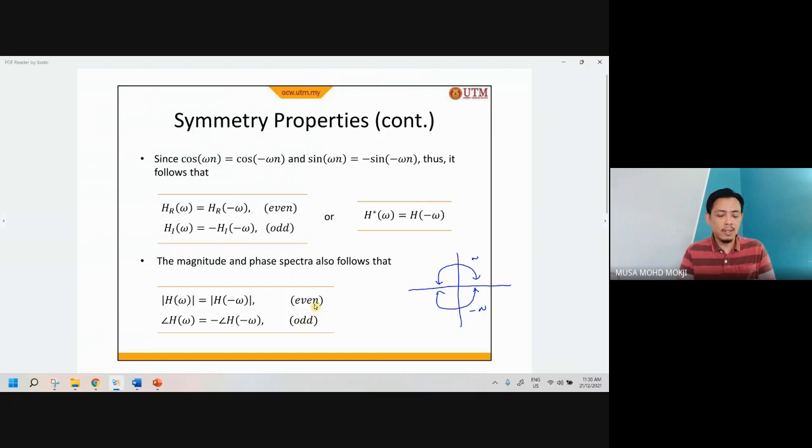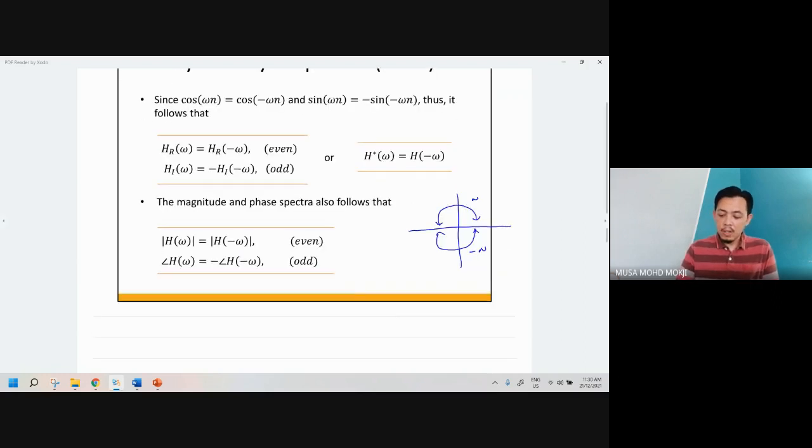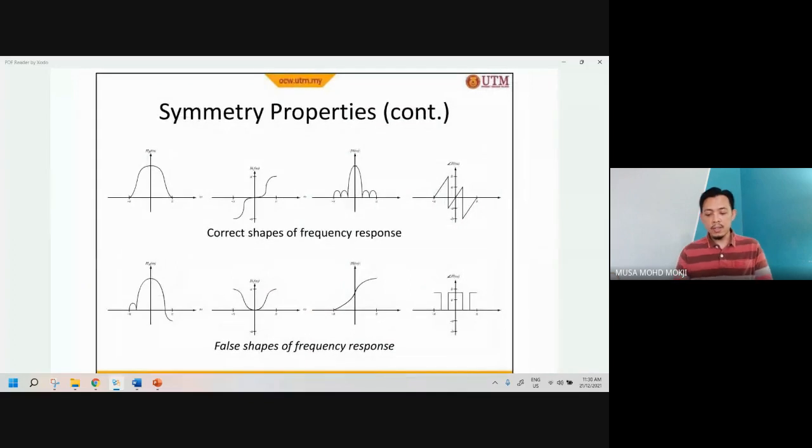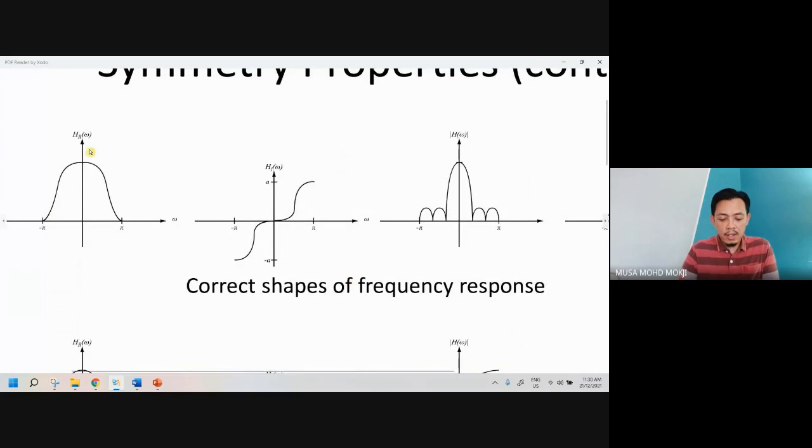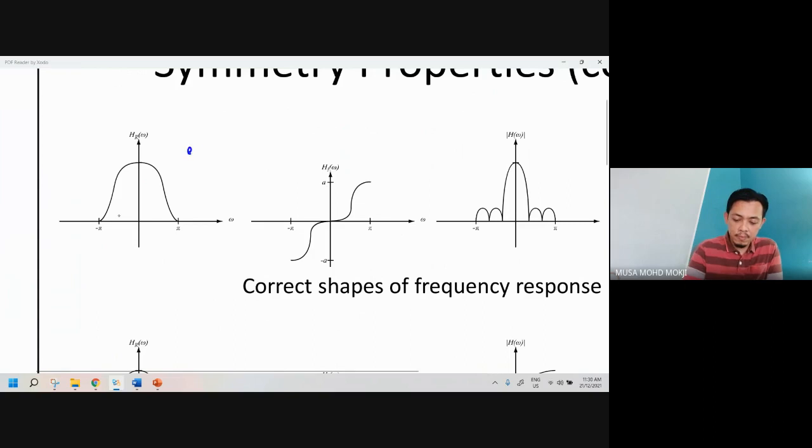Okay, this we can call evenly symmetrical. This is oddly symmetrical. So what will be the conclusion is, this is a correct shape of a frequency response. Real must be, so this is what we call an even shape. So why? Because this is a 0.